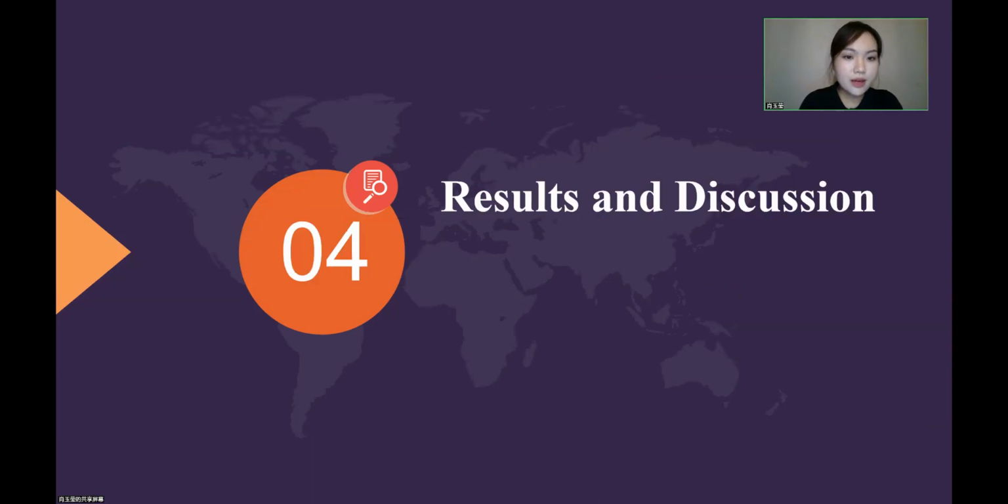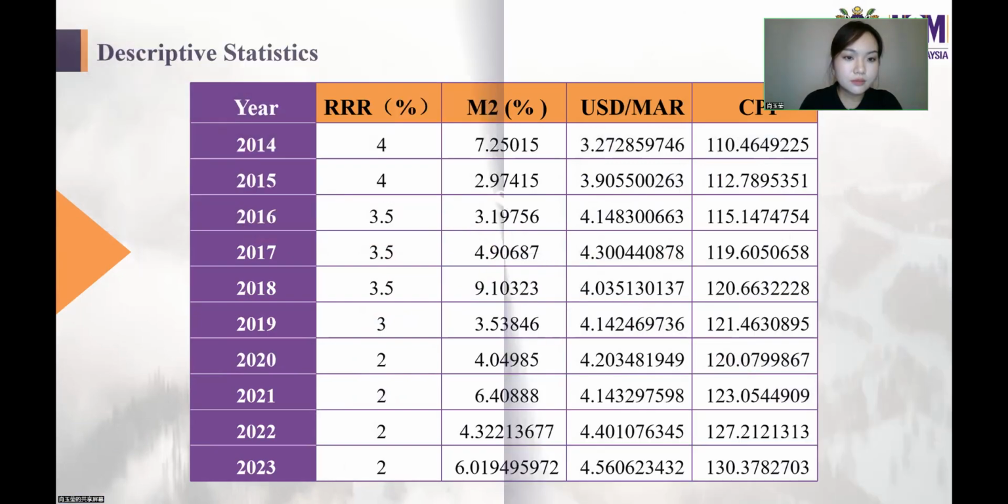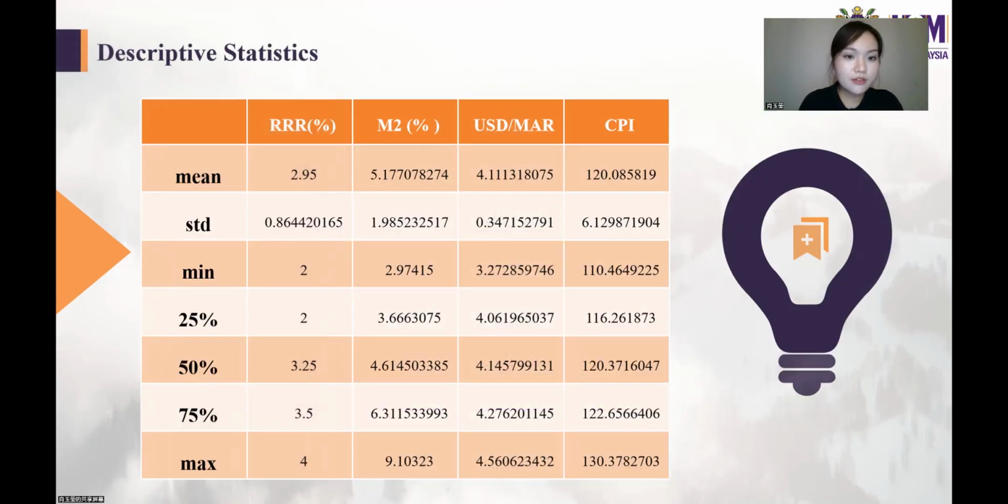Next, I will present the results and discussion section. We tabulated all the data we collected. Here's what we found. RRR averaged 2.95%, showing stable adjustment by BNM. Money supply growth averaged 5.18% with some fluctuations.